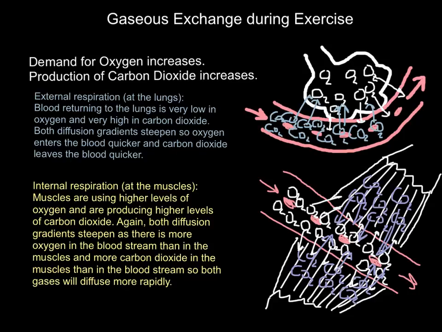So the gases are always going to do the same thing as what they've always done. They're always going to diffuse in the directions that they have to diffuse in. But because the gradient is steepened, because there is now more oxygen in the alveoli than there is in the blood, it will diffuse quicker. Because there is more CO2 in the blood than there is in the alveoli, it will diffuse quicker. And conversely here, the oxygen is higher in the blood now than it is in the muscle, so it will diffuse quicker that way. CO2 is much higher in the muscles than it is in the blood, and therefore that will diffuse quicker into the bloodstream.